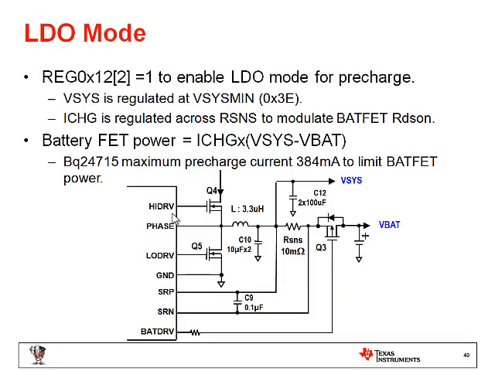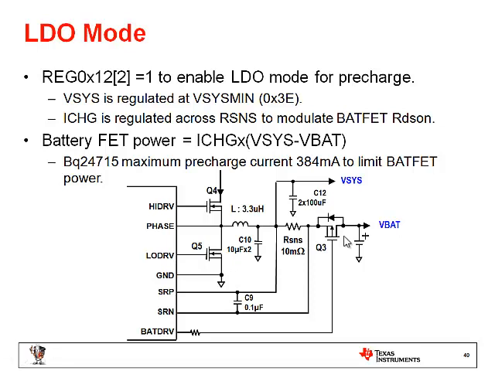So that means when we are charging this type of depleted battery, we have this LDO mode where you regulate your system at VSys min, which is 6 volt for 2 cell and 9 volt for 3 cell. The charging current is regulated across the sense resistor, modulating the BAT-FET RDS on, so that your system is regulated at a high enough voltage to keep running while you apply appropriate current to charge your depleted battery.